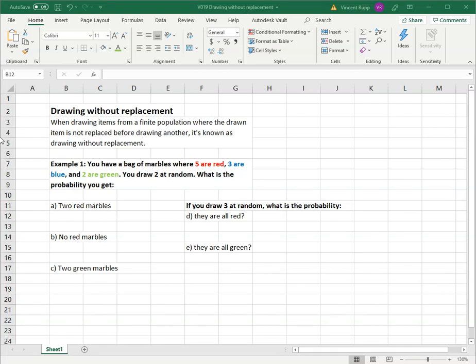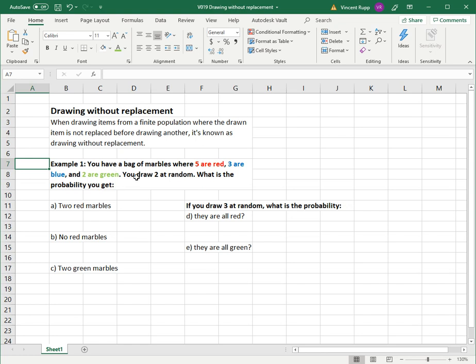Another situation that comes up a lot in probability is known as drawing without replacement. This is when you draw items from a finite population and the drawn item is not replaced before you draw another one. So a classic math class example is something like where you have a bag of marbles where 5 of the marbles are red, 3 of them are blue, and 2 of them are green. And you draw 2 at random.